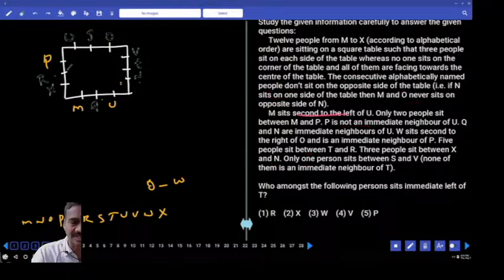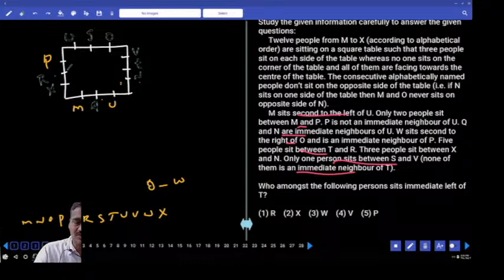M sits second to the left of U, and there are only two people between M and P. P is not an immediate neighbor of U, and Q and N are immediate neighbors of U, and W sits second to the right of O and is an immediate neighbor of P, and 5 persons between T as well as R and S. Now one person between S and V, none of them is an immediate neighbor of T.